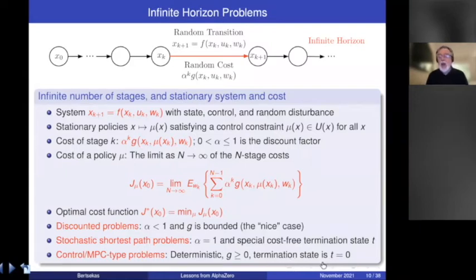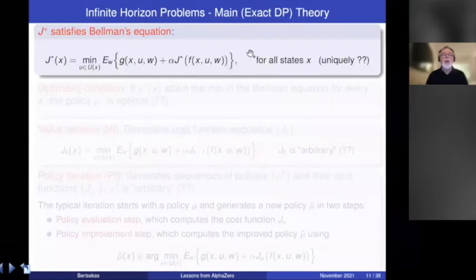The aim is to drive the state to the origin or keep it close to the origin, and this is encoded in this positive cost. The cost is 0 at the termination state, positive everywhere else. So these are the problems I have in mind, and let me give you a synopsis of the theory.